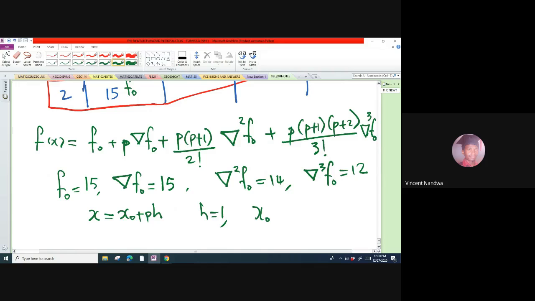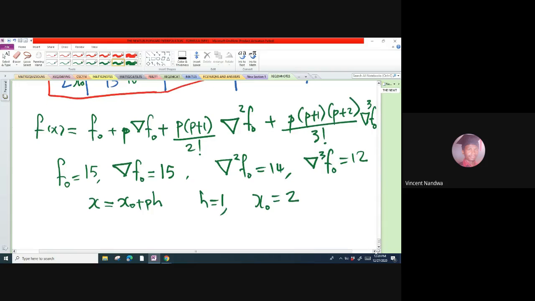And then X naught is 2 in our table. Once this is F naught, then this automatically becomes X naught. So X naught is 2. We replace these values into this formula to get the relationship between X and P. So X will be given by X naught, which is 2, plus P times 1, which is P. Which means that P is nothing but X minus 2. Therefore, in this formula, where there is P, you replace it by X minus 2.